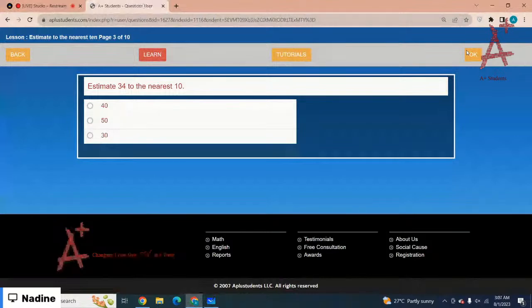Estimate 34 to the nearest 10. So which is the correct option? The correct option is 30 because 34 is just four numbers away from 30. So it would be estimated to 30, right?